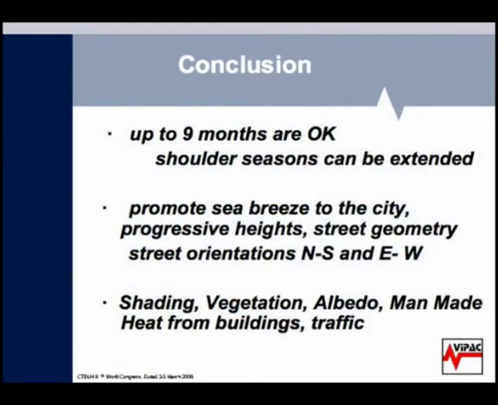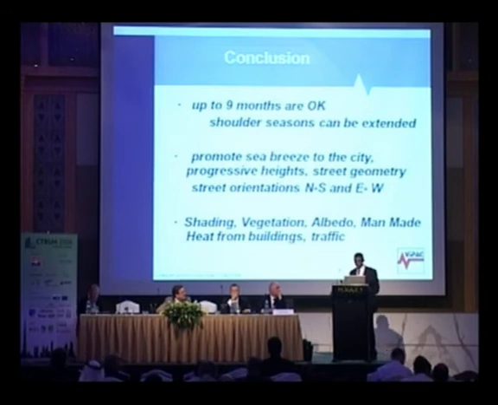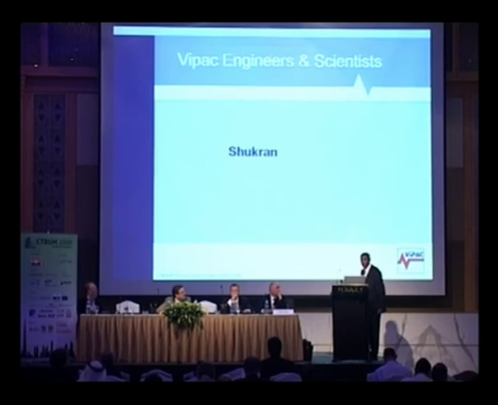In conclusion, I'll say up to 9 months in a year, it can be okay, like a city in Dubai. And the transition months, the shoulder months from moderate to high temperature, can also be improved. We have to look at adaptive kinds of comfort. We have to promote a sea breeze in the city. Progressive height is important. Shading and vegetation are important for our city. Shukran.